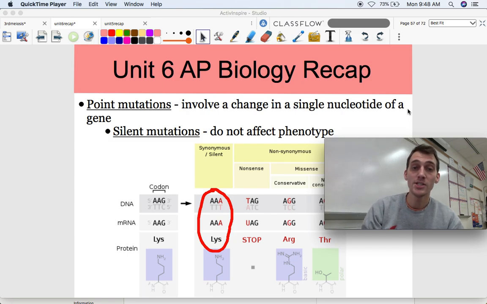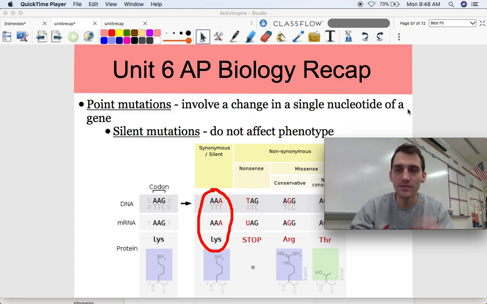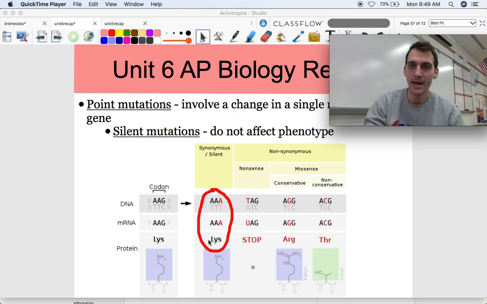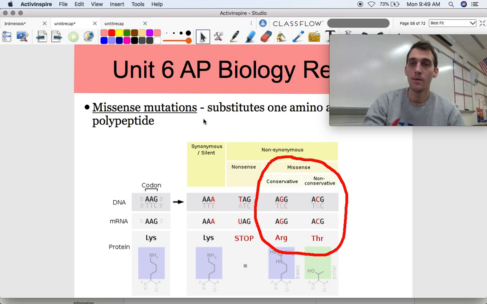Okay, point mutations involve a change in one single type of nucleotide of a gene, and there's 3 different examples of point mutations. So 2 kind of, but anyway. Silent mutations are those that do not affect a phenotype, right? So if my regular gene goes AAG, and then there's a mistake that happens, something changes the DNA and it changes it to AAA, guess what? It doesn't really matter, because if you transcribe it into mRNA and translate it, it still produces lysine, okay? So there's no change here. That's why we call it a silent mutation. It doesn't really change the phenotype.